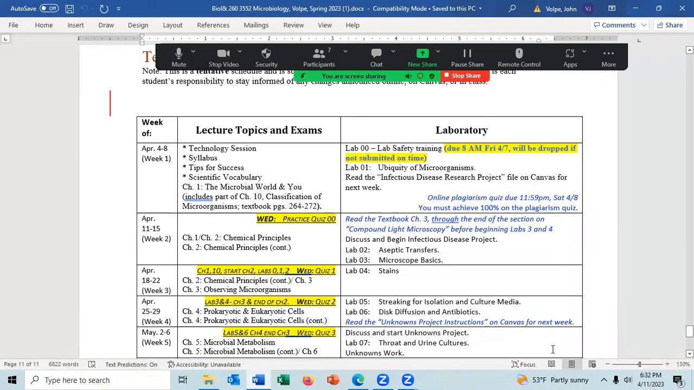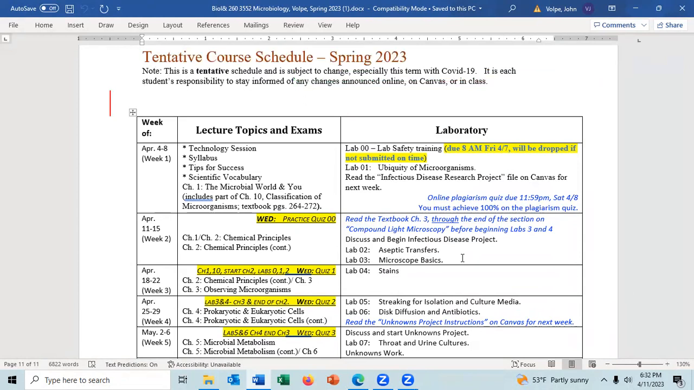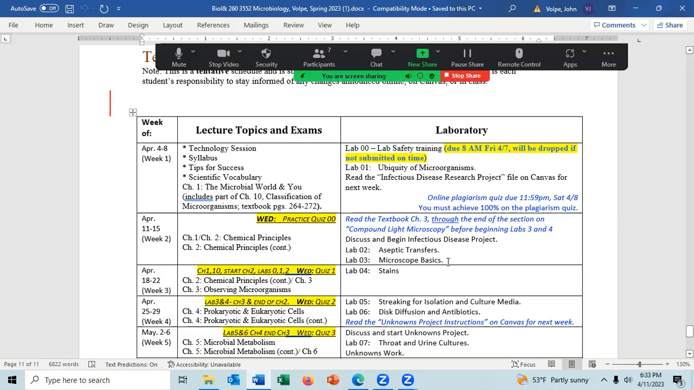So today is April 11th, and we're going to be talking about Lab 2, aseptic transfers. Can everybody hear me, and can you see my screen? Yes. Thank you. Do you realize you need to read the textbook chapter 3 through the end of the section on the compound light microscopy? You need to have that read before beginning Lab 3, which will start on Thursday. So please read that part of the textbook.